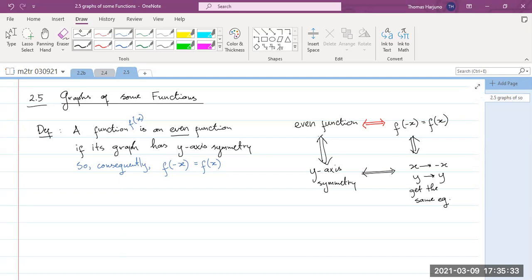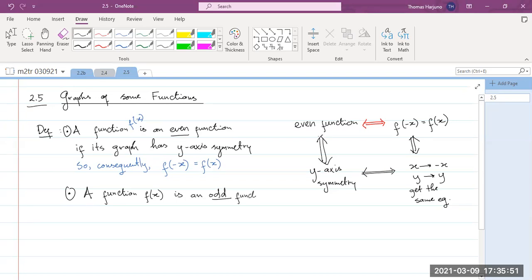Okay, a function f(x) is an even function if we have that phenomenon. Next, a function f(x) is an odd function if its graph has origin symmetry.